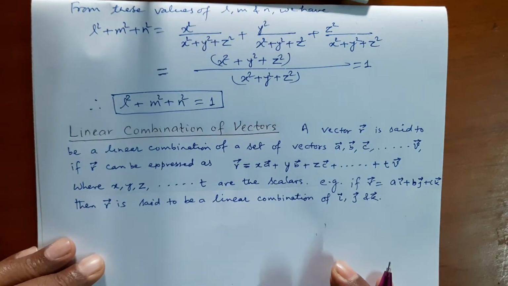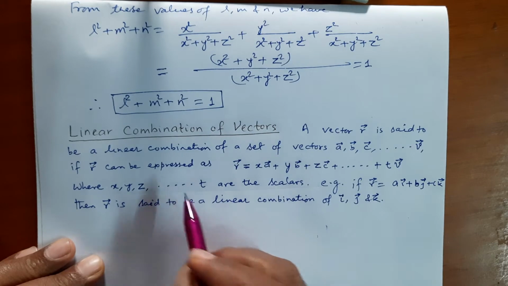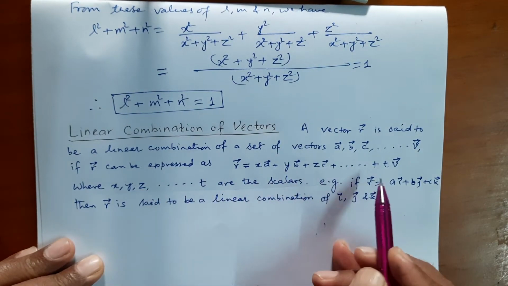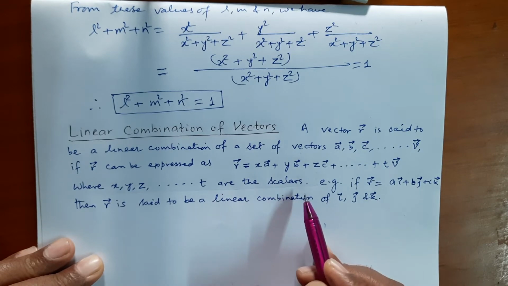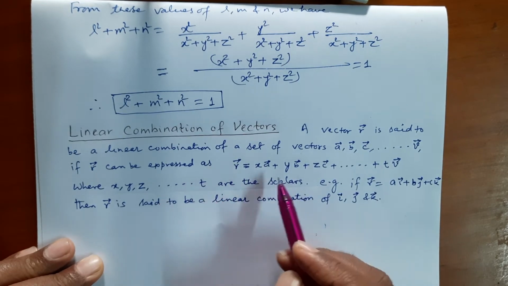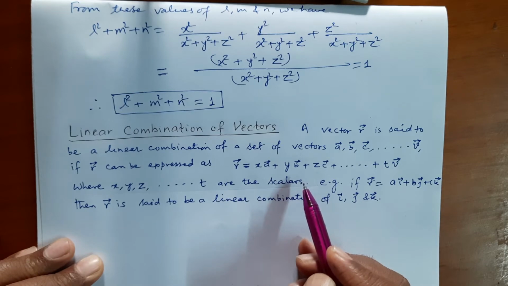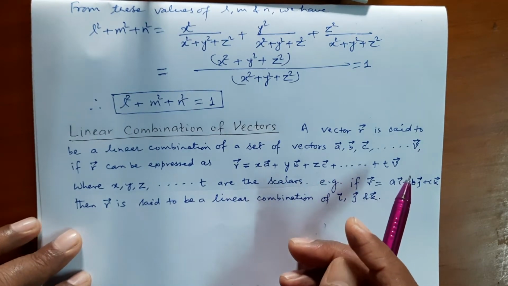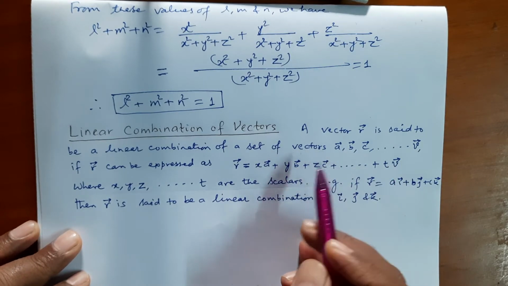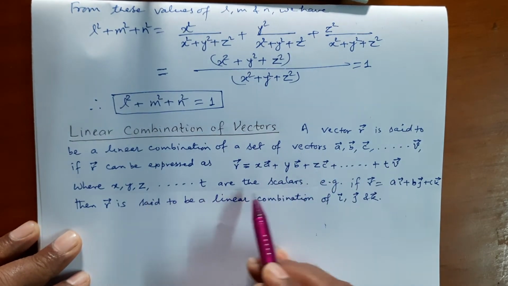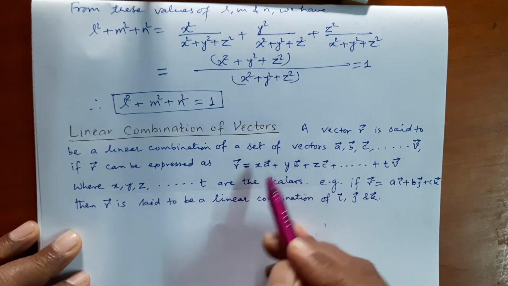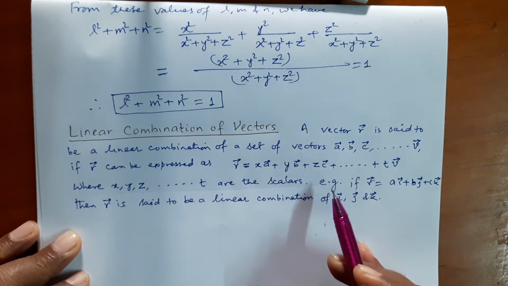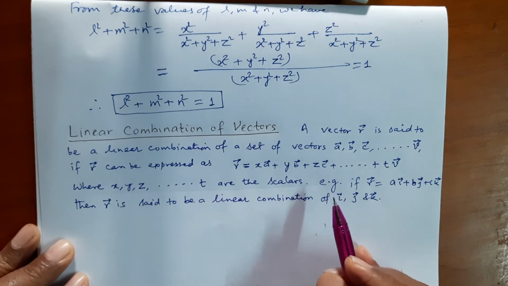Here the question arises, how is it called linear? Here x, y, z, t are scalars, and when the power of the variable is 1, we say that the equation gives us a straight line. Here also the powers of x, y, z are 1, so just remember that, and we can call it a linear combination.